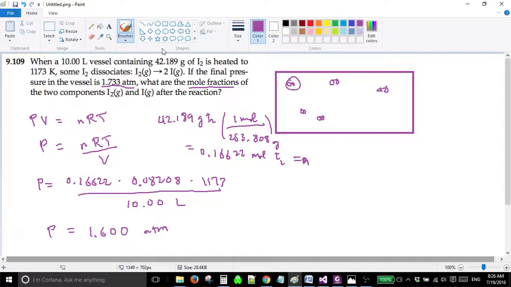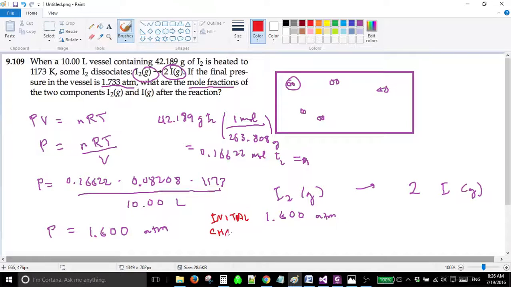Now, how do we figure out how much of this reaction occurred? Like how much of this there is at the end and how much of this there is at the end? Well, we'll use the chemical equation and run the reaction in numbers. So, we start with 1.600 atmospheres. So this is the initial. I'm making a table here. This table is known as an ICE table because initial starts with I, change starts with C, and equilibrium starts with E. That's why it's called an ICE table.